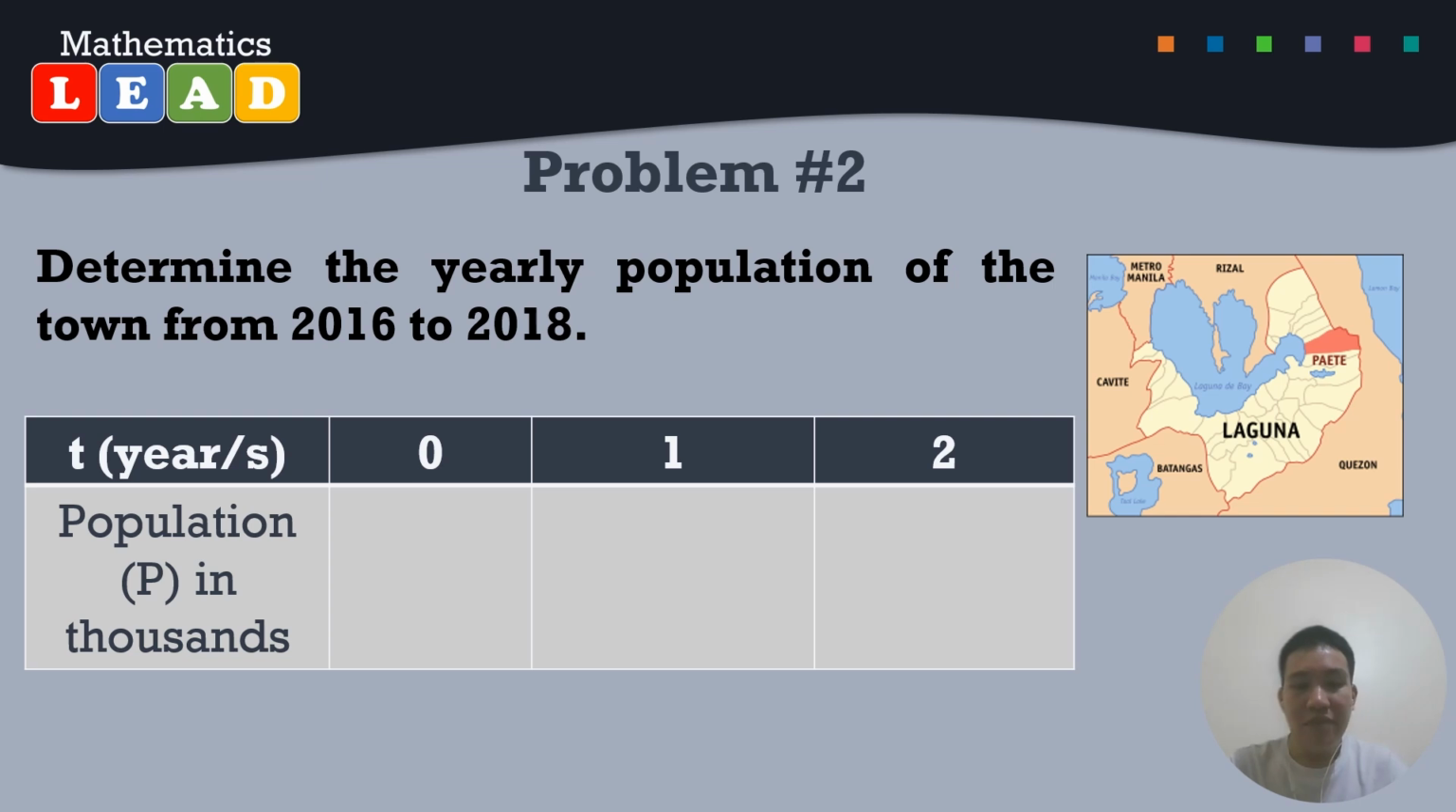First, we will make a table in terms of these years and population, where 0 is 2016, 1 is 2017, the first year, and 2 is 2018, the second year. What will happen next?